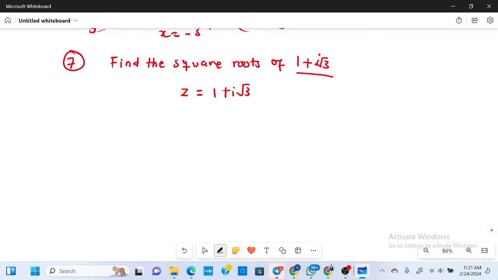So at this point, the question is saying we should find the square root of this. So I'm going to represent, so this is the square root as the question demanded. So this is the same as what? z squared is equal to 1 plus i root 3.